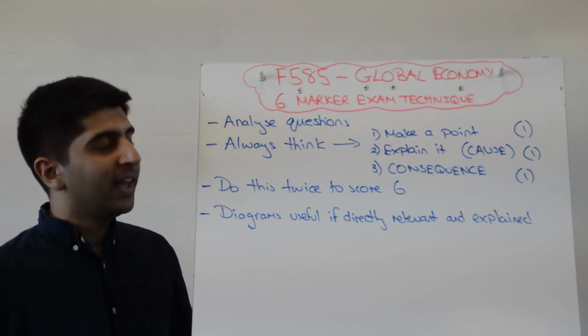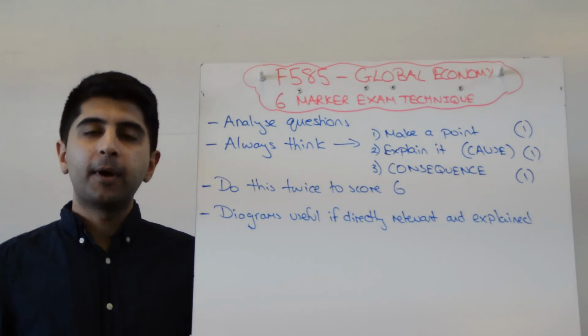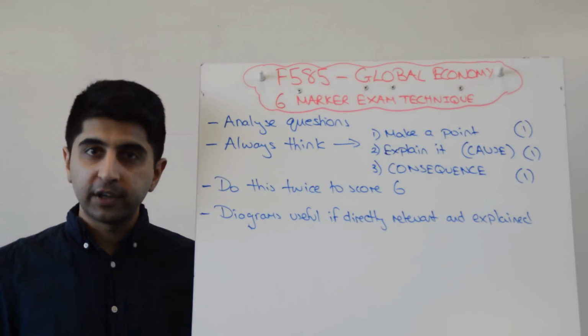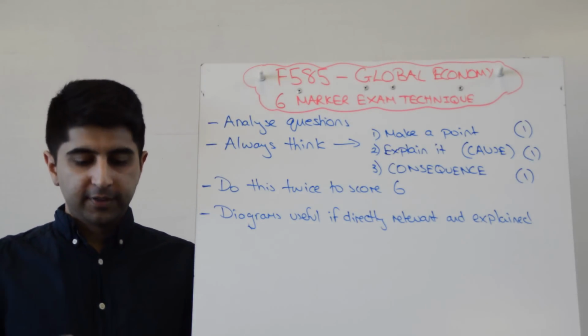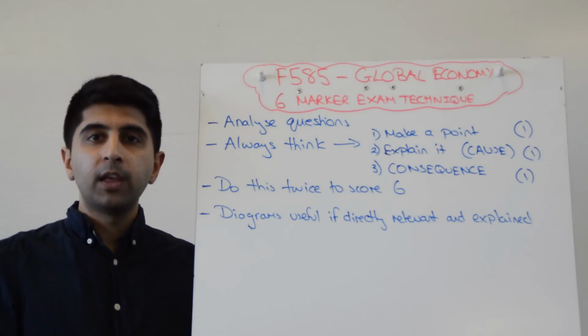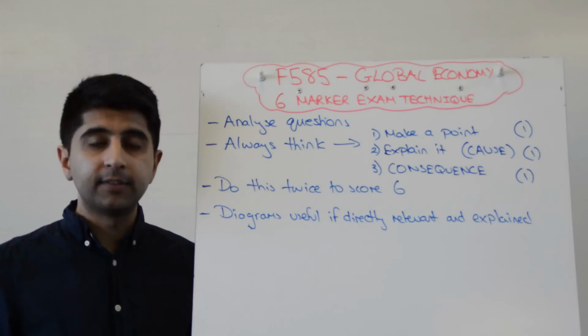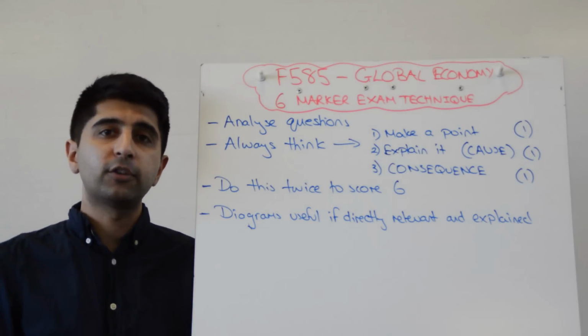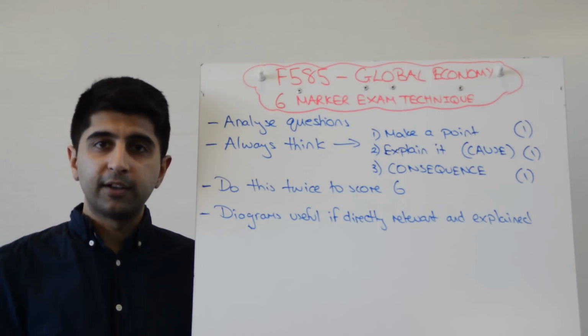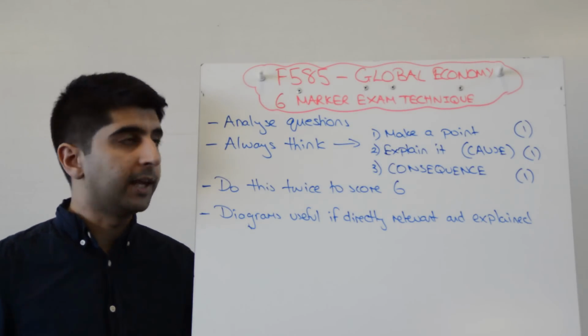Hello everybody. You're going to have two 6-mark questions in your Global F585 exam this year. The second question will be a 6-marker, and you will have one in the middle of your exam as a second 6-marker. The first 6-marker is going to be from Extract 1. The second 6-marker is very likely going to be from Extract 3.